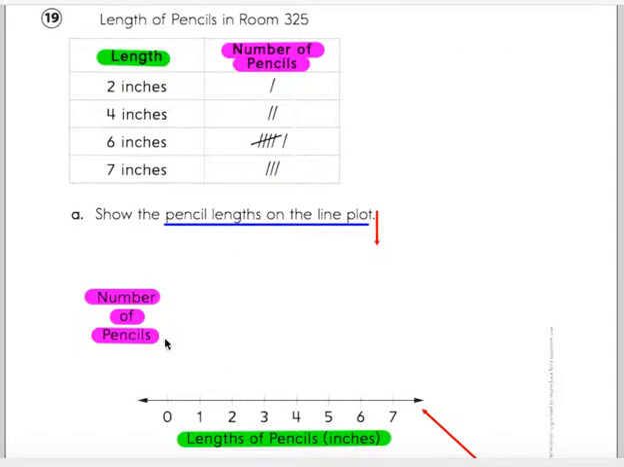So we're going to use this down here to make a line plot. And we're going to show the length of the pencils on the line plot down here. So down here is the length of the pencils, which goes with this. So 2 inches, we would come here to the 2. How many people have 2-inch pencils? 1. So you need to come down here and show me 1 on the line 2. Not the number 1. One person having a 2-inch pencil, make a line plot. Then you need to do the 4, the 6, and the 7.